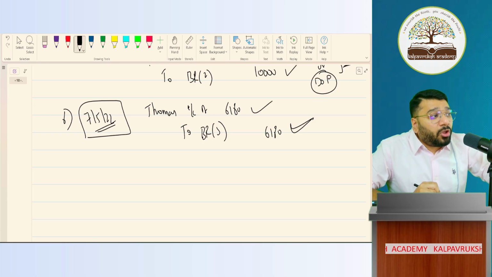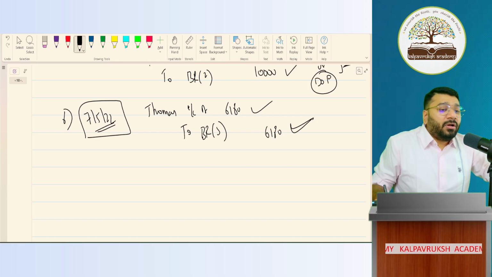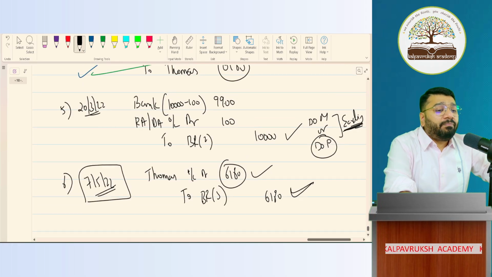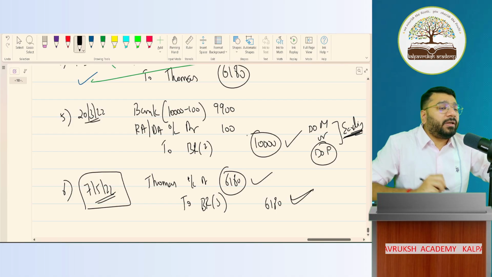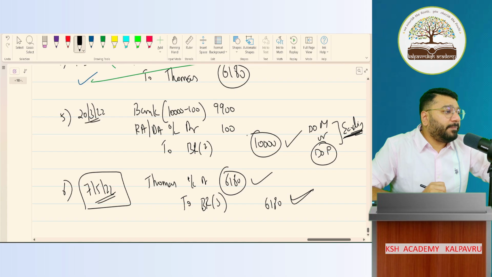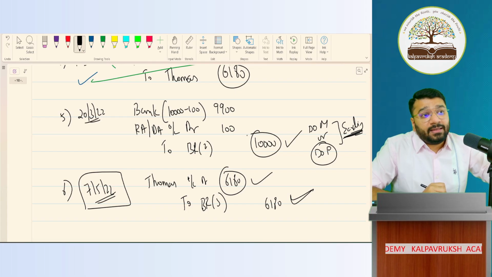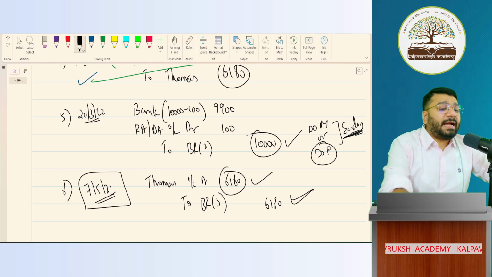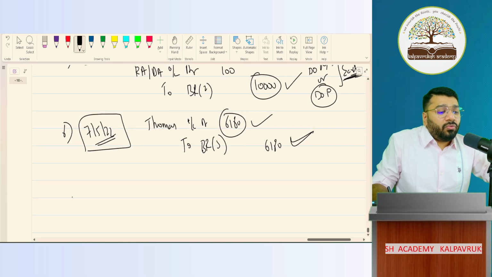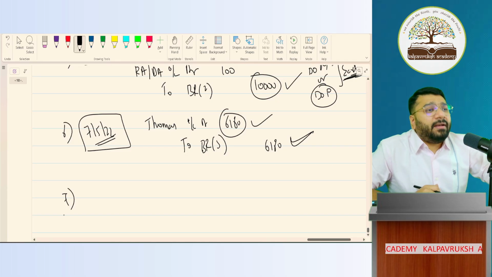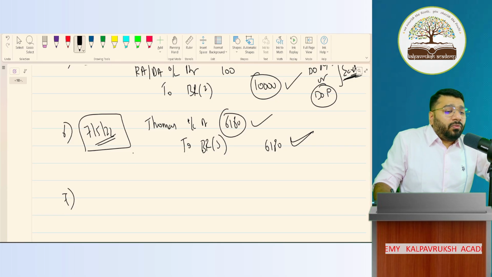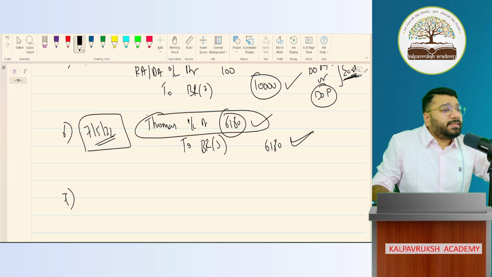Understood? Now from Thomas, how much money in total are you supposed to recover? Only 6180, because the previous 10,000 rupees he has paid already. BR2 is already paid. BR1, which got cancelled and converted to BR3, that amount is the problematic amount. How much is that? 6180. Now I am passing a combined entry. From Thomas I am supposed to recover 6180.